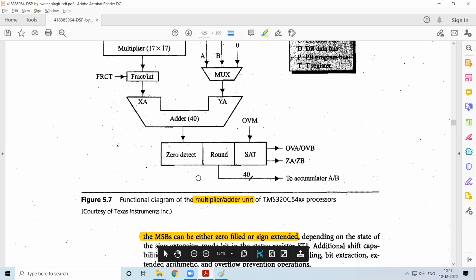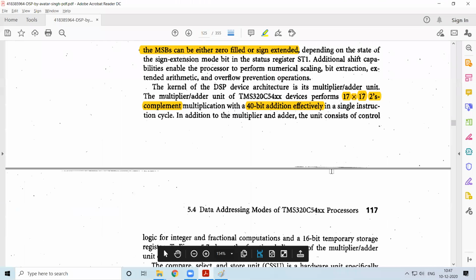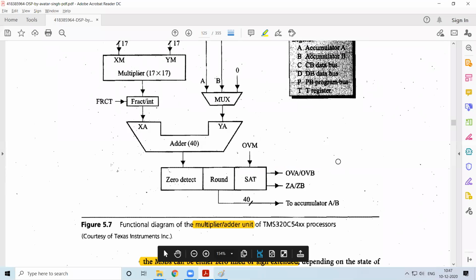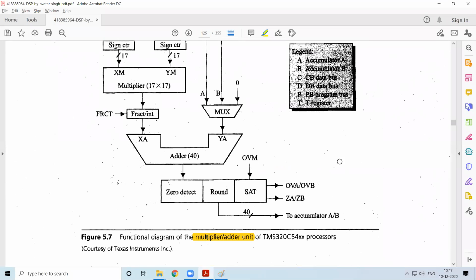So these are just a few things to discuss. Then we have the compare, select, and store unit, that is CSSU, which is basically used to accelerate the add, compare, and select operation, which is observed in the majority of the encoding algorithms being utilized, say for the Viterbi algorithm, as he has specified over here.